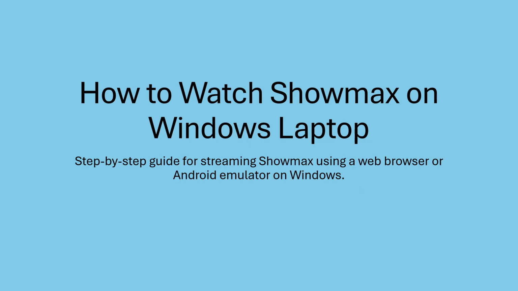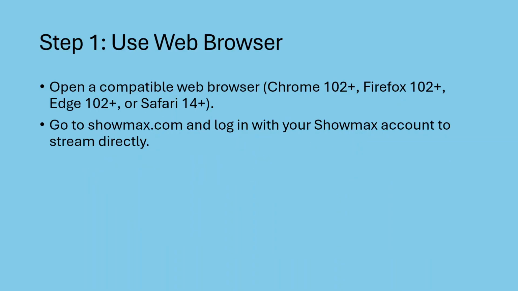In this video, I'll quickly show you how to watch Showmax on a Windows laptop. Step 1. Use web browser. Open a compatible web browser: Chrome 102+, Firefox 102+, Edge 102+, or Safari 14+. Go to showmax.com and log in with your Showmax account to stream directly.